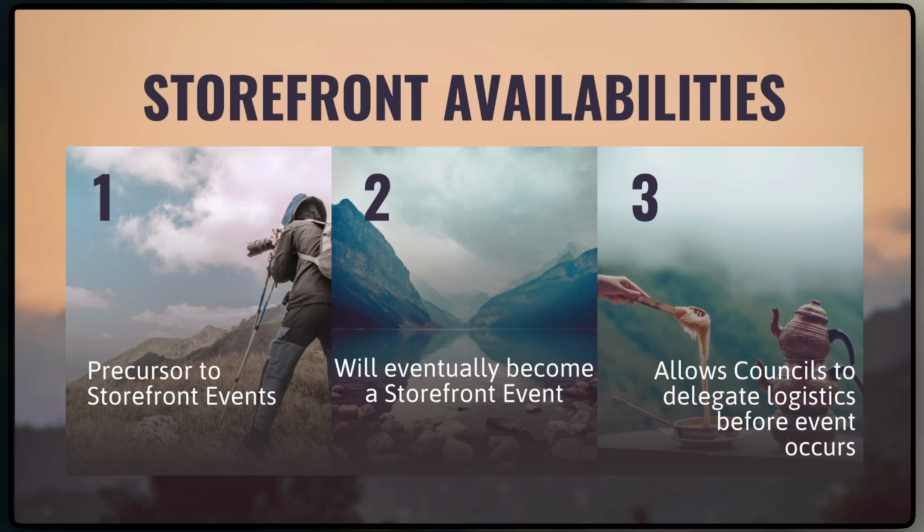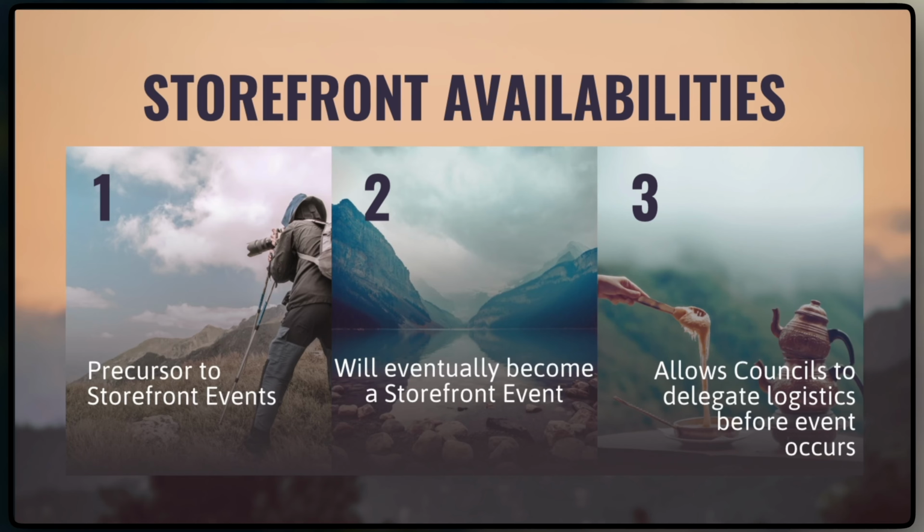Once a unit signs up or is assigned to a storefront availability, it becomes a storefront event, a finalized event tied to a specific unit. Think of storefront availabilities as placeholders. They allow councils to organize the who, where, and when before the event is locked in.